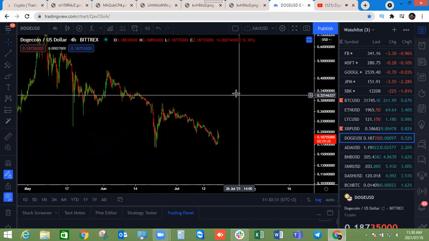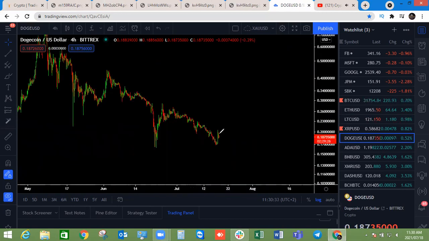Okay, we'll expect Dogecoin to push slightly higher. Even if we do see Dogecoin pushing lower, we can just come and retest this level and make a bounce back to about 30 cents. Okay, so that is what we're looking at.